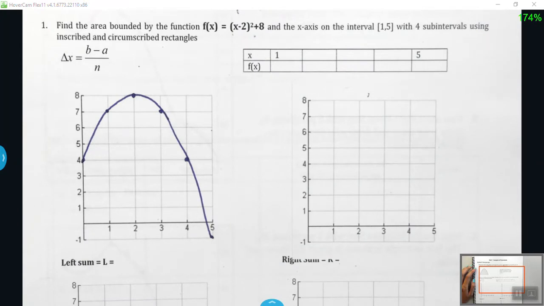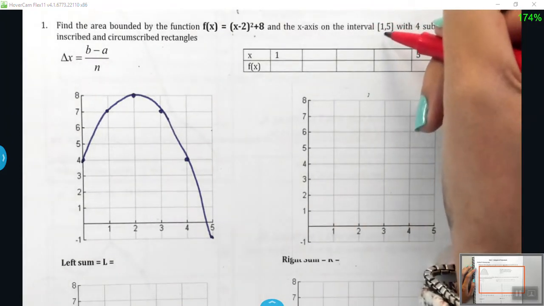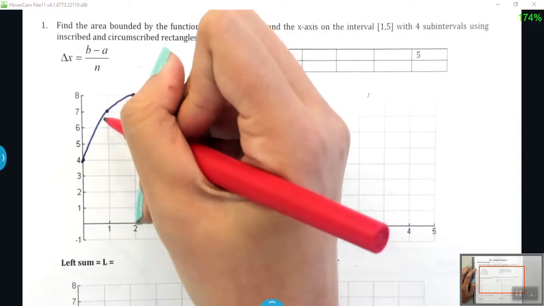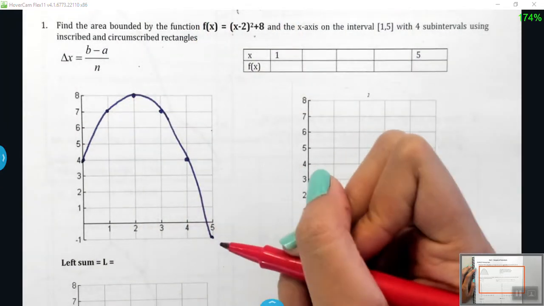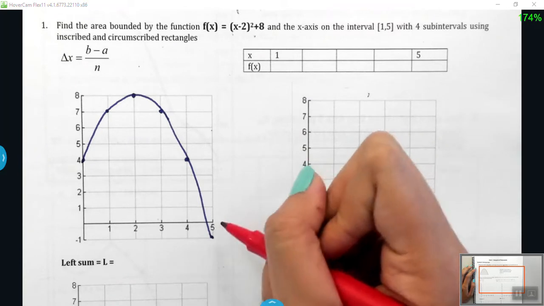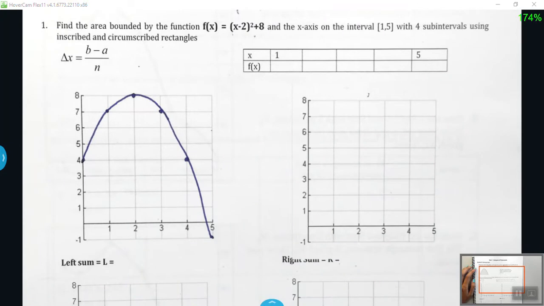So it says we want to find the area bounded by the function and the x-axis on the interval 1 to 5. So we're going to start at 1, and we want to find the area all the way up to 5. This one's off, but whatever, we can still do it.